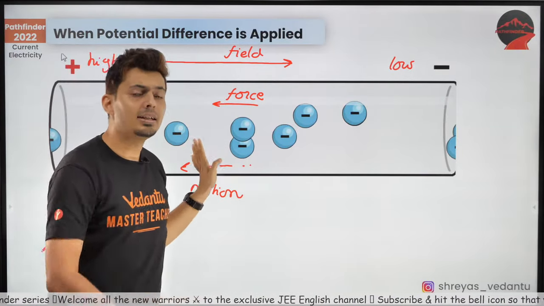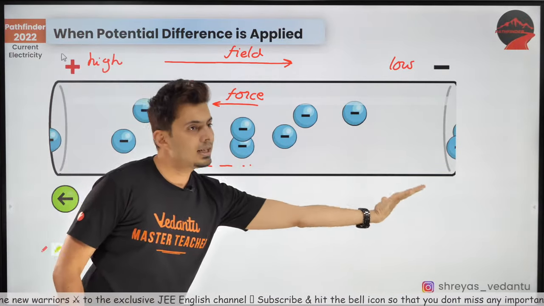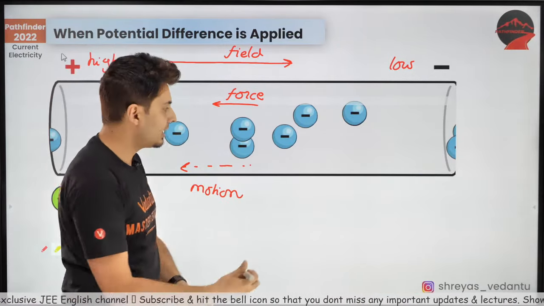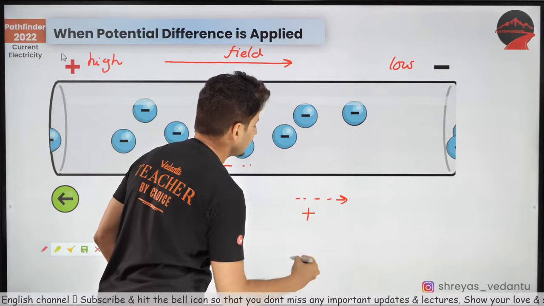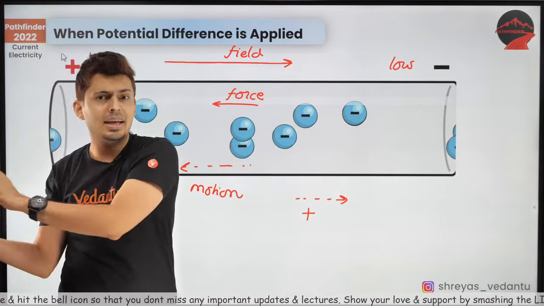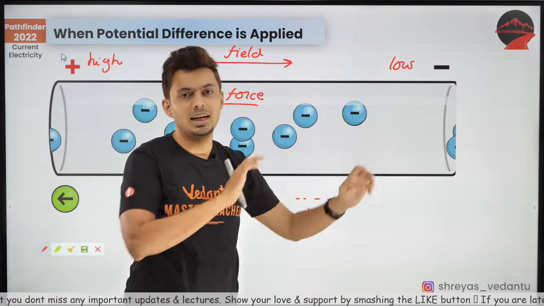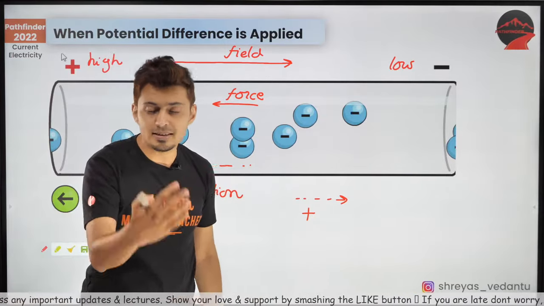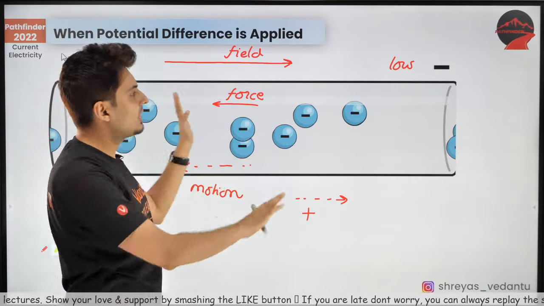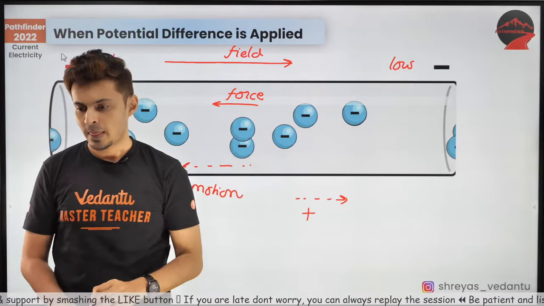But isn't it equivalent to say, if negative charges go this side, it's as good as saying that positive charges are going this side? If negative charges come this way, it's as good as saying an equivalent amount of positive charges went that way. So hence, can I say an equivalent amount of positive charges are going actually from higher potential to lower potential? I hope this is clear.